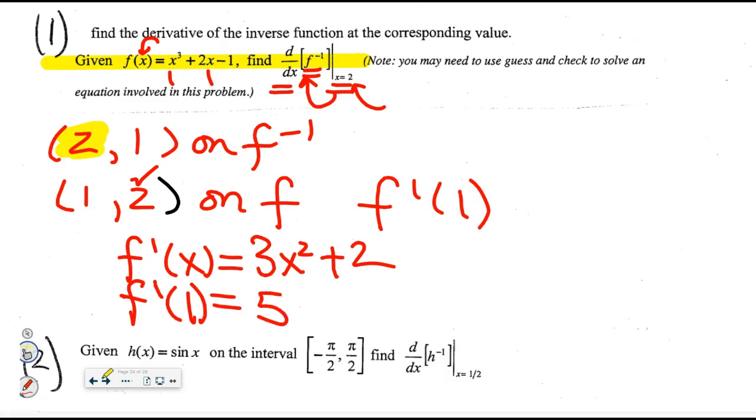Be careful that you don't say 5 is your answer, because these are always multiple choice, and what do you bet's going to be sitting there? 5. Also sitting there will be -1/5. You get why, right? What's the answer? Go ahead and tell me. 1/5. Perfect.